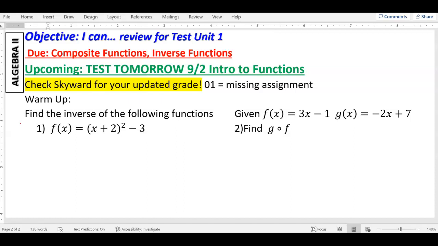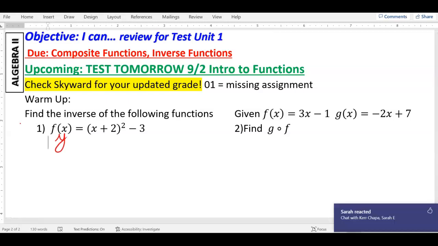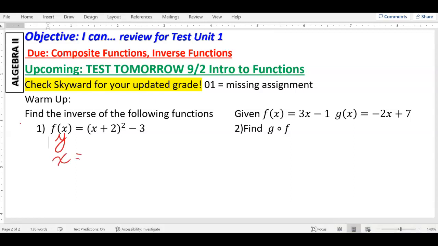I turn that f of x into what? A y. And then I'm going to switch x and y, right? So it's really going to be x equals, sorry. Okay, so x equals y plus 2 in parentheses squared minus 3. Now, third step is I need to solve for y.